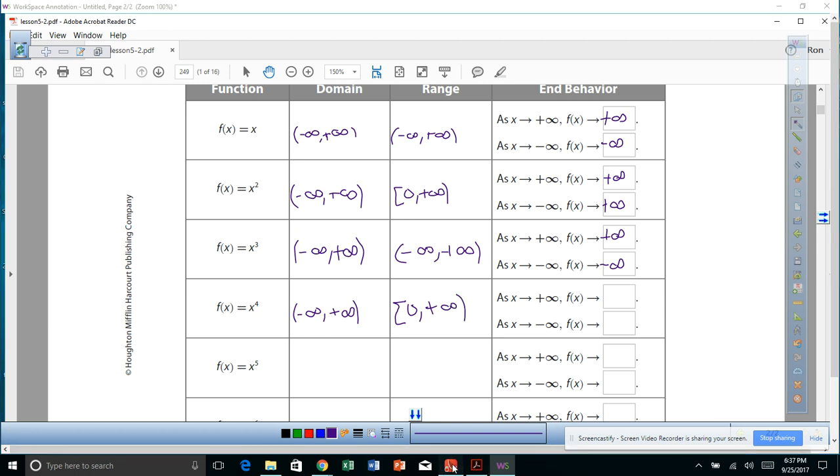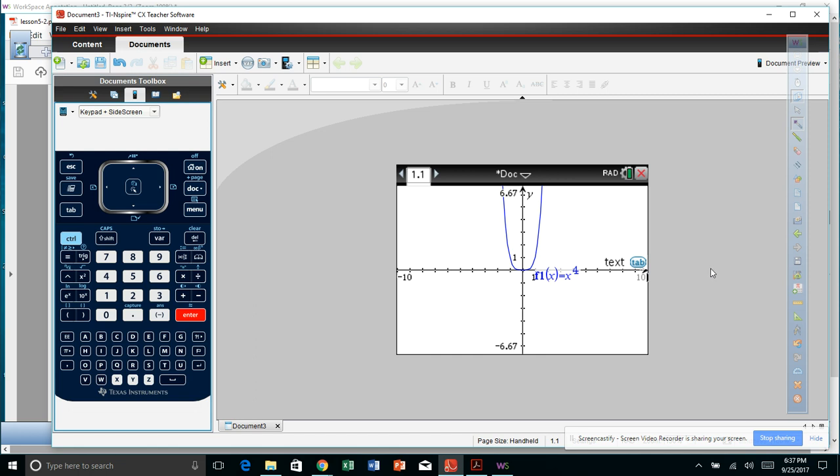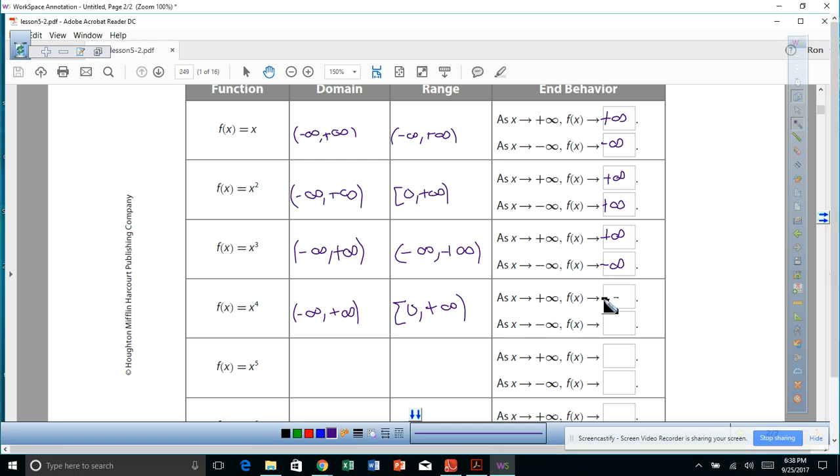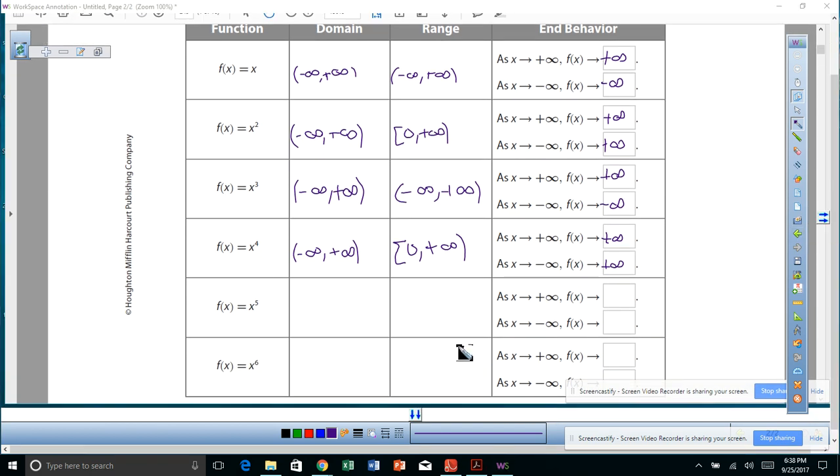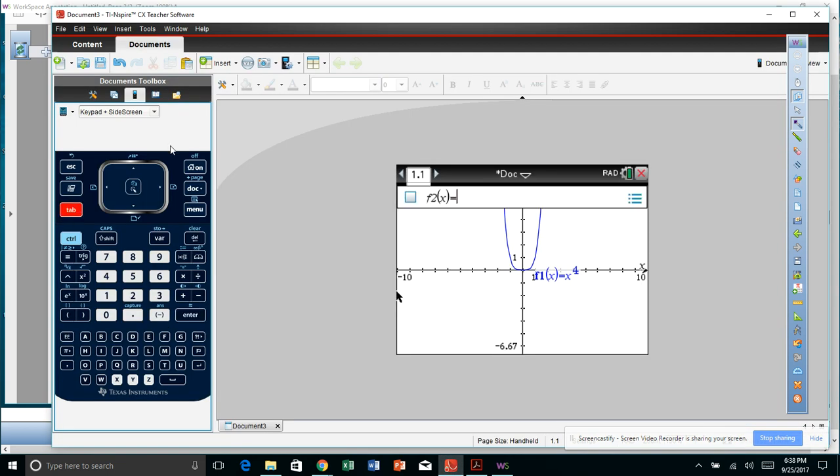And the end behavior: as x gets out towards positive infinity, it's going to be way up there towards positive infinity. As it gets out towards negative infinity, it's up here towards positive infinity. So that's going to be positive infinity and positive infinity. Are you starting to notice a trend here? Let's take a look at x to the fifth. We'll press tab and change that from the fourth to the fifth power.